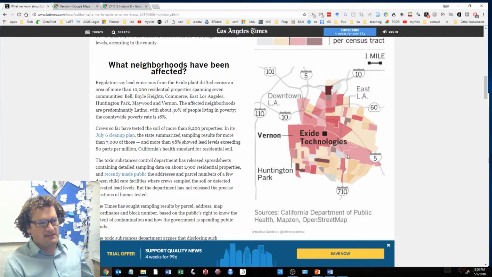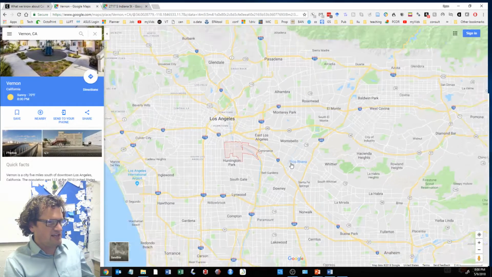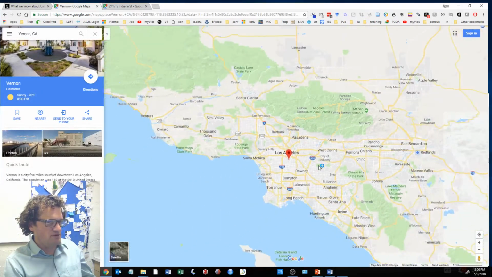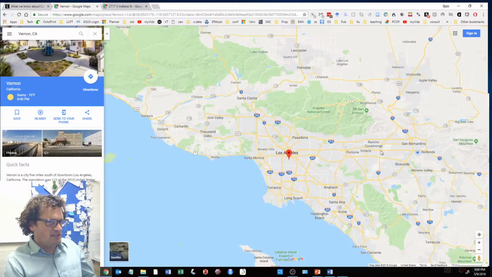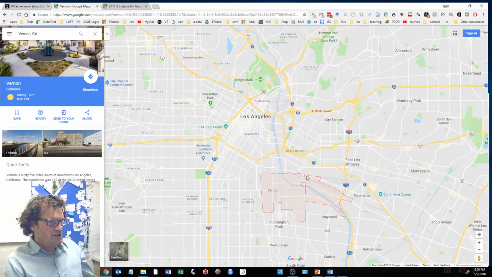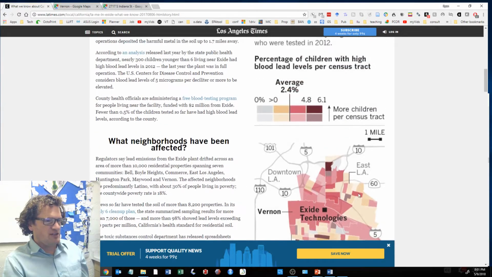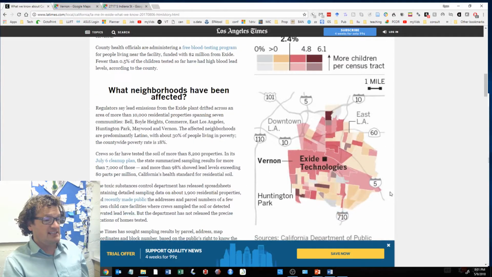Here's LA from the Google map view. Here's California. We're over here in Loma Linda, Redlands, but then we come down the 10 Freeway over here and land in the middle of LA. Vernon is just LA. And in 2010, according to Google, it had only 112 people living there. But everywhere around, if you look at this New York Times or LA Times map, everywhere around here had lots of lead in the soil, and also lots of lead in children's blood lead levels.